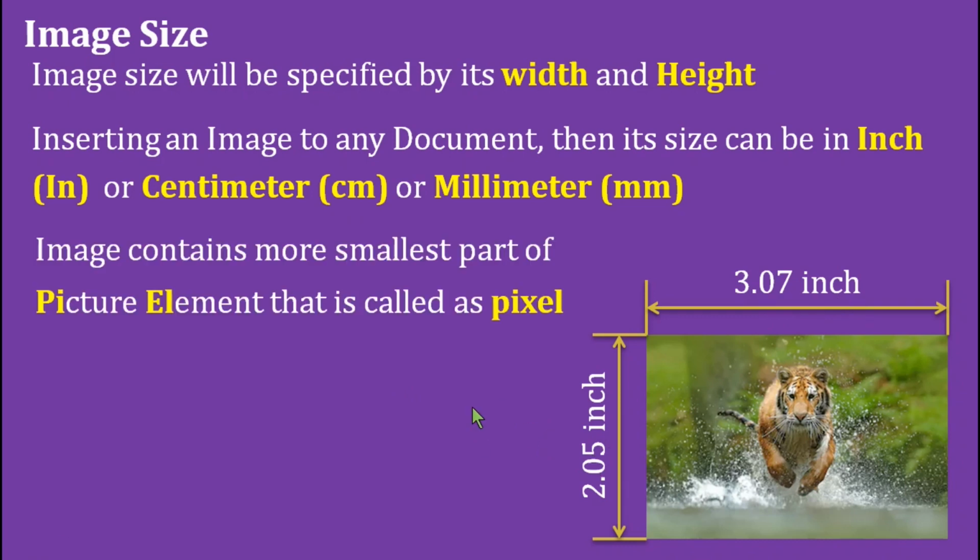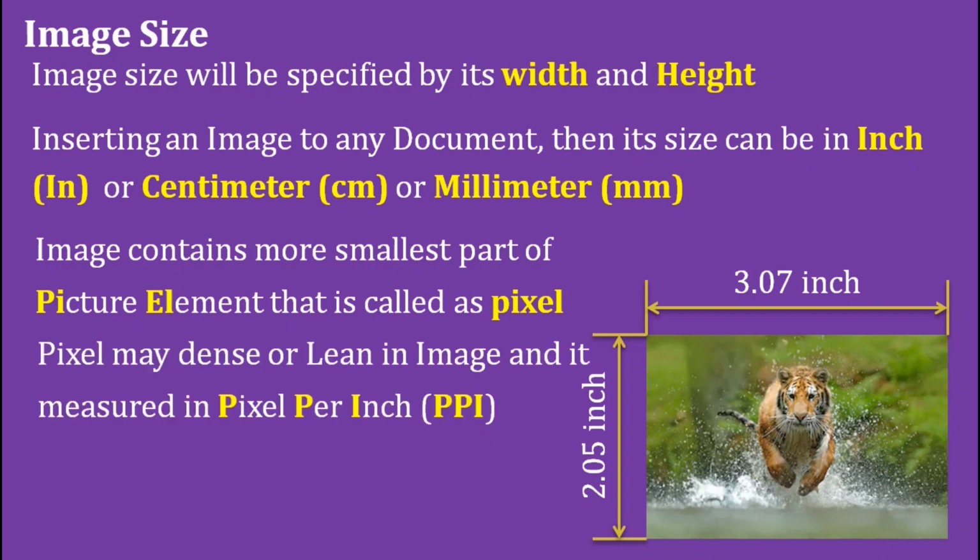Every image is an assembly of small picture elements. That small picture element is called a pixel. Pixels may be dense or very lean in an image, and based on this density, the quality of the image will vary. If it is dense, the quality will be good, and if it is lean, the image quality will be poor. Pixel density is measured in pixels per inch: in 1 inch, how many pixels it holds. That is the pixel per inch parameter.